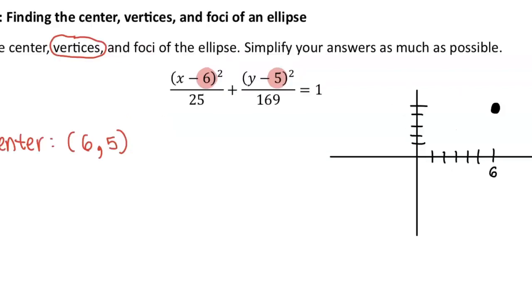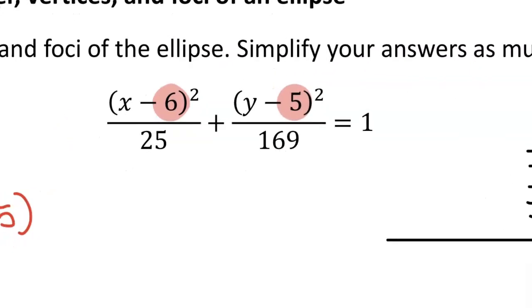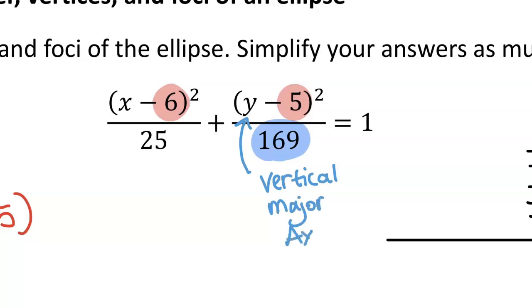Let's take a look. What's the bigger number in the denominator? Is 25 bigger or 169 bigger? 169 is bigger, right? And notice this is the number under y. So we're going to go up or down, because the y-axis is the one that's going up or down. We're going to have a vertical major axis because this number is bigger than 25.